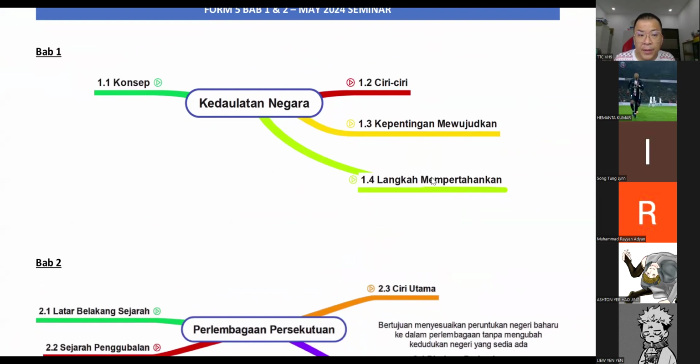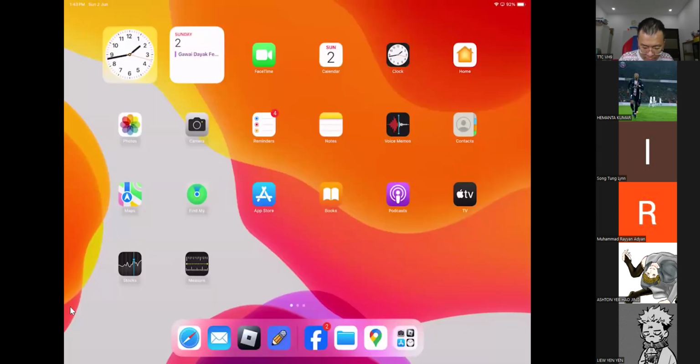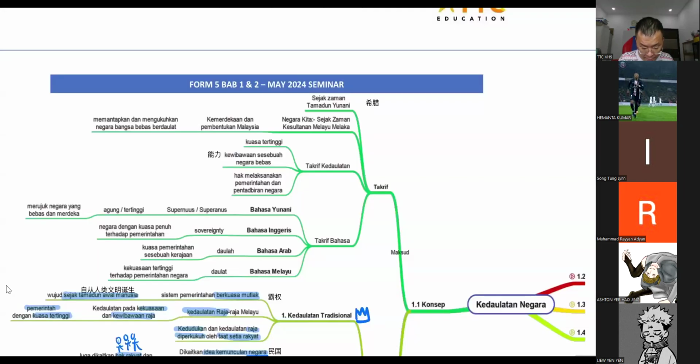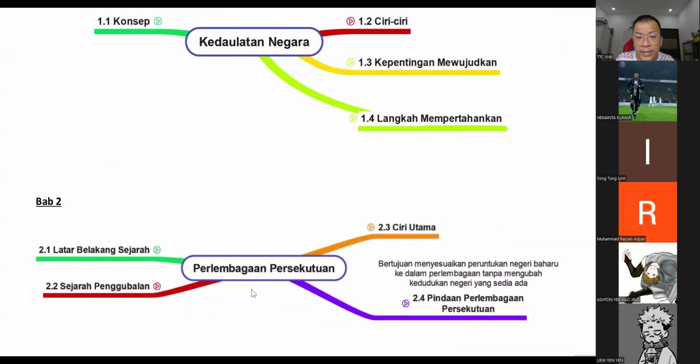Then chapter 2 is about our perlembagaan. You learn about the background of the constitution, and also the history of who made the constitution. Penggubalan means to make, who actually made the law, who actually made the constitution. It's called sejarah penggubalan. Then the characteristics of our constitution, and also the amendments. Pindaan is the amendments.